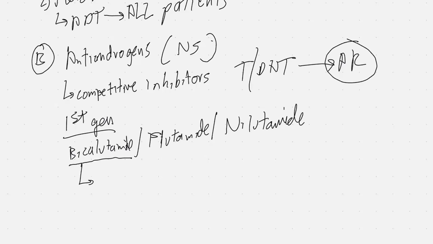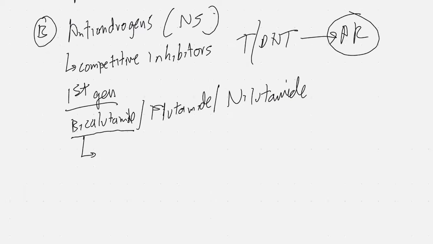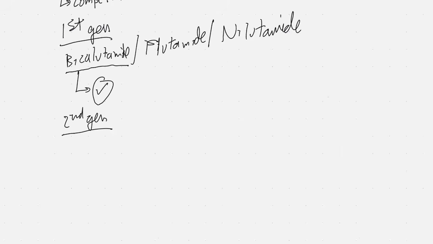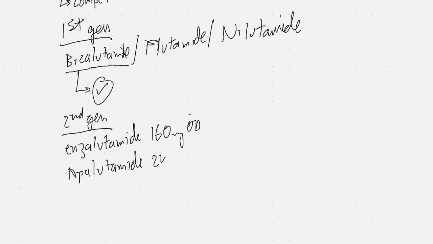Now, what we do use frequently is the second generation of anti-androgens. Okay. Now, I'll just name the drugs: enzalutamide, right? And I'll also give the dose. This is 160 milligram OD, or apalutamide, 240 milligram OD, and darolutamide, 600 milligram BD. So, how are these drugs better than the first generation?